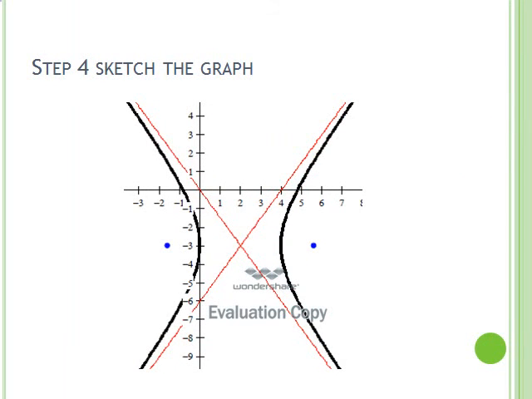Then, for step 4, we must sketch the graph. You can see in red that those are the asymptotes, and the blue dots are the foci. The vertices are where the bottom of the curve is located.